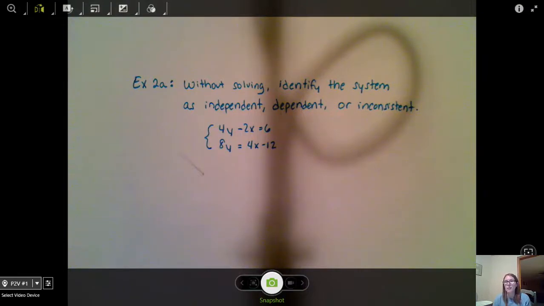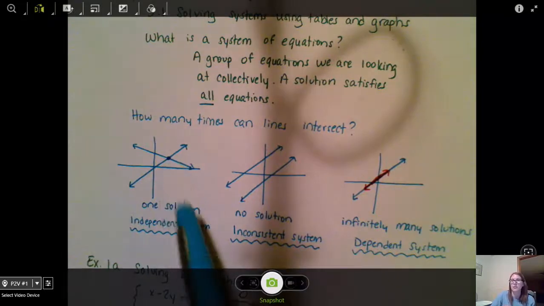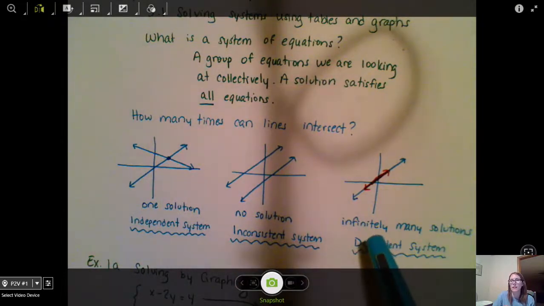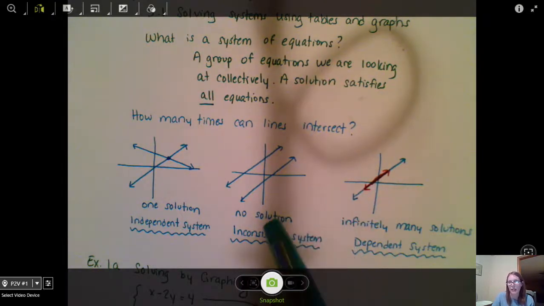All right. Well, independent, dependent, or inconsistent. Maybe we should start off by reviewing what those mean real quick. So over here, independent intersects once. Dependent, same line, infinitely many solutions. Inconsistent, our two lines aren't going to intersect. All right, well, let's look and see some similarities between the three.